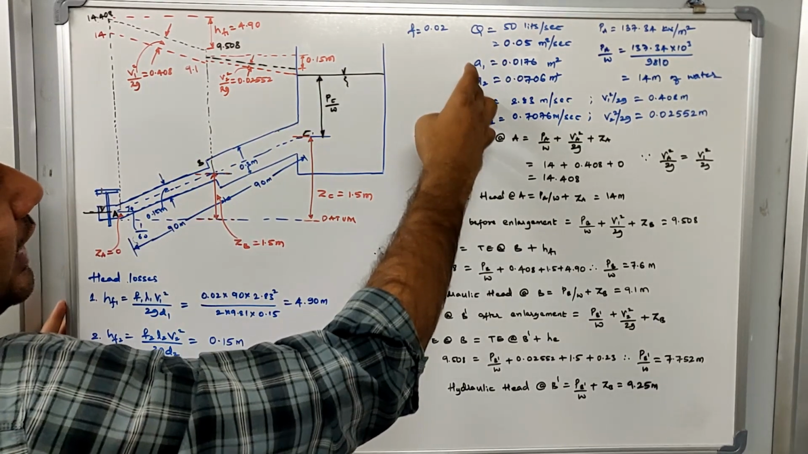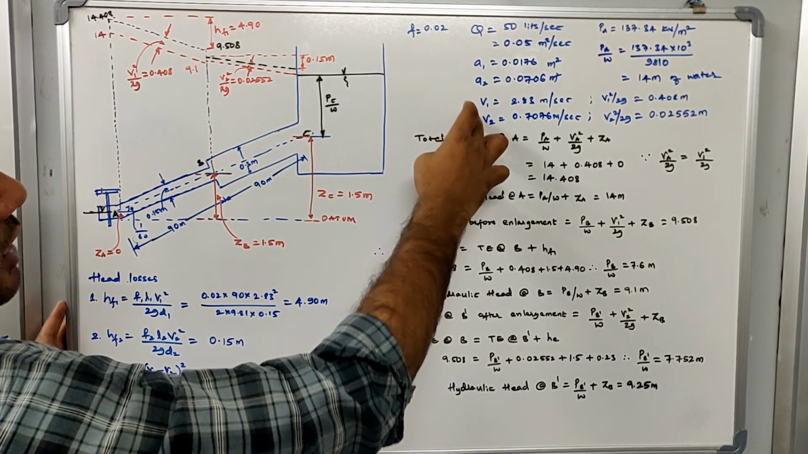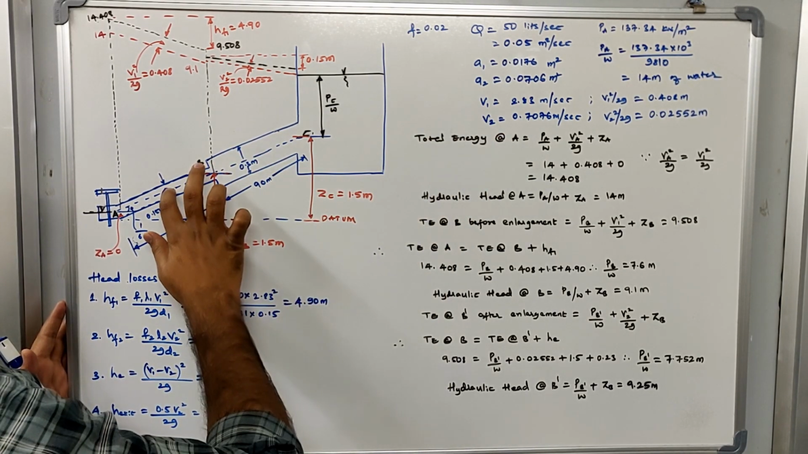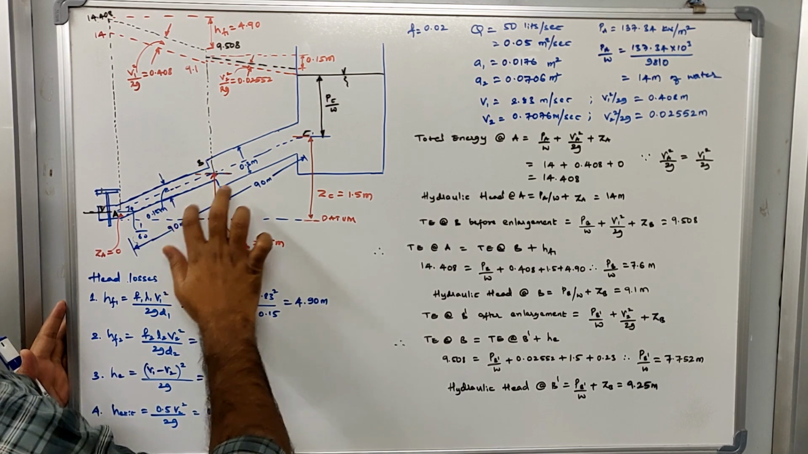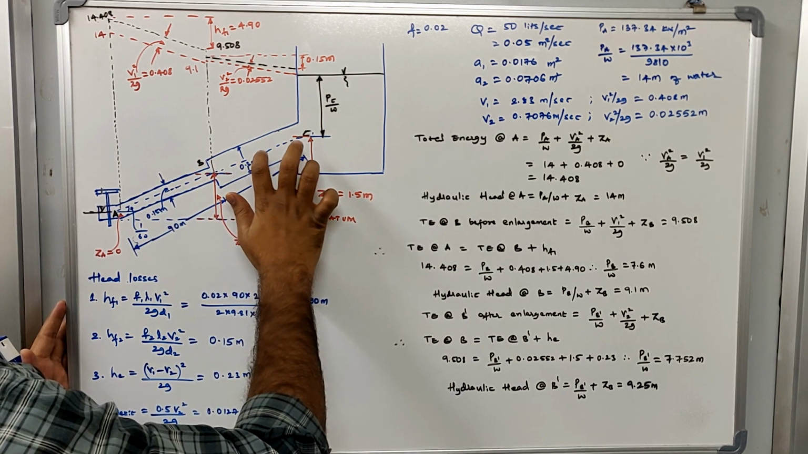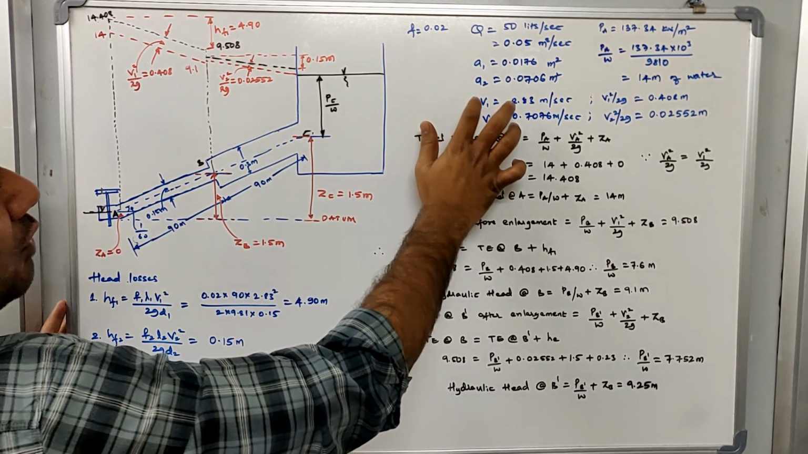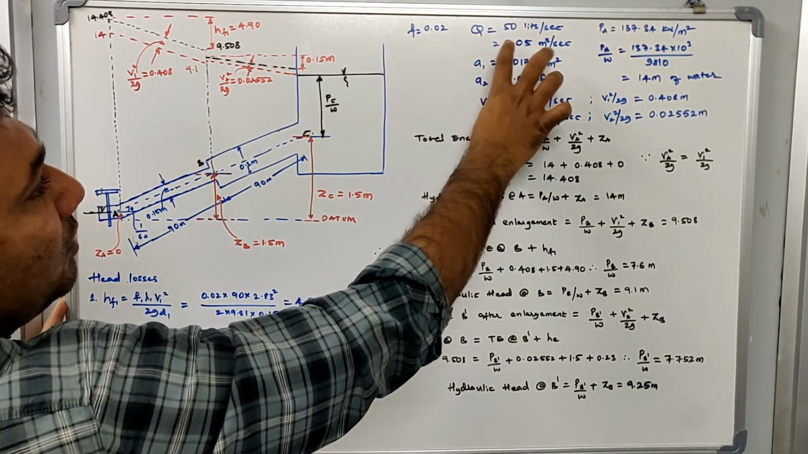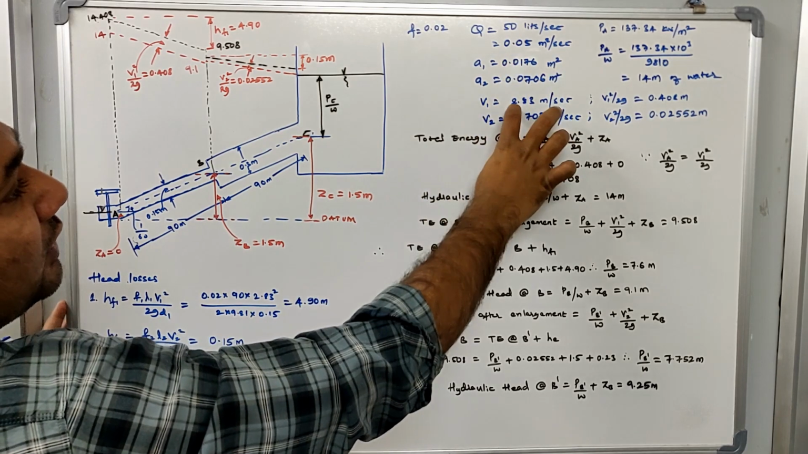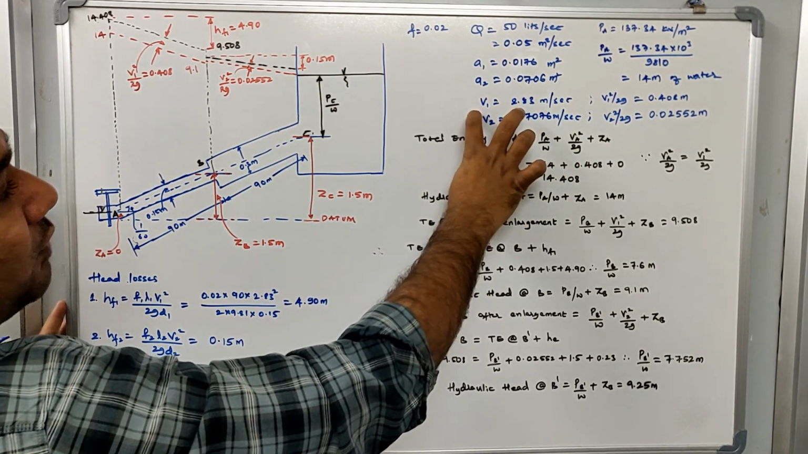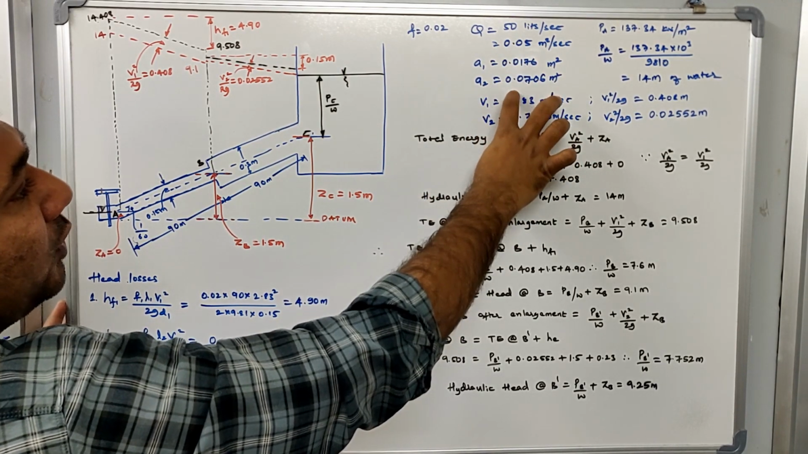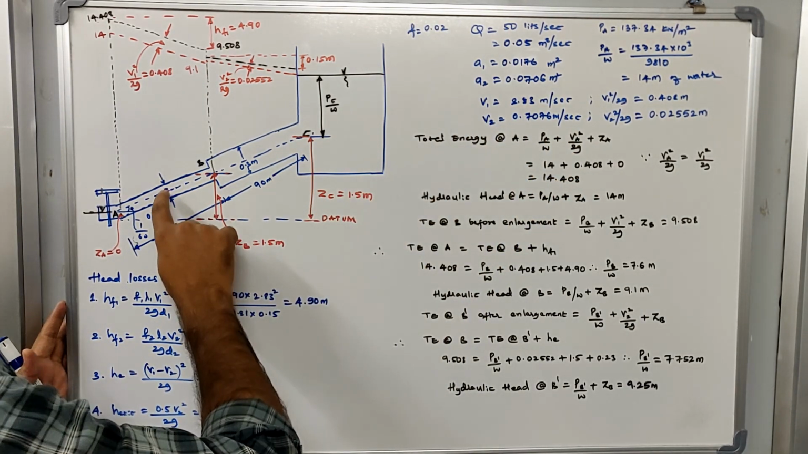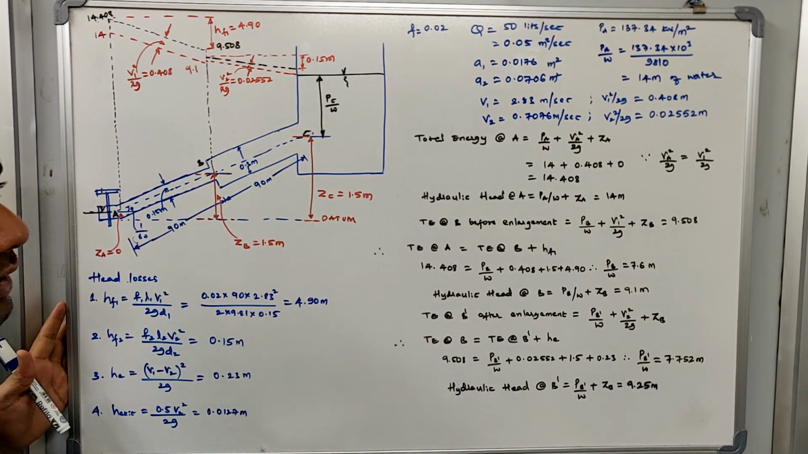Okay, so after calculating A1 and A2, we will calculate the velocities in pipe AB and BC. The velocity in pipe AB is called V1, and the velocity in pipe BC is called V2. So V1 is equal to Q by A1, V2 is equal to Q by A2. We already have calculated Q. So Q divided by A1 is 2.83, which is V1, and Q divided by A2 is 0.707, which is V2. So the velocities in pipe AB and BC have also been calculated.